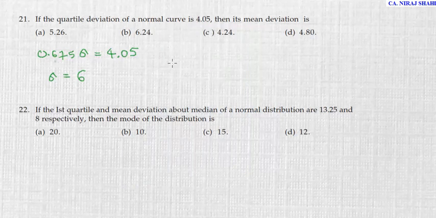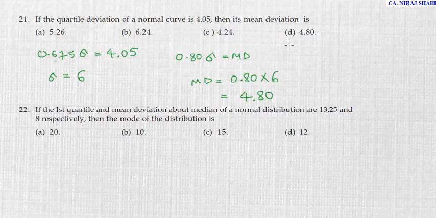So sigma is 6 here, and the formula of mean deviation is 0.80 into sigma. So in this case mean deviation is equal to 0.80 into 6. So we can say it is 4.80. So our answer is D.